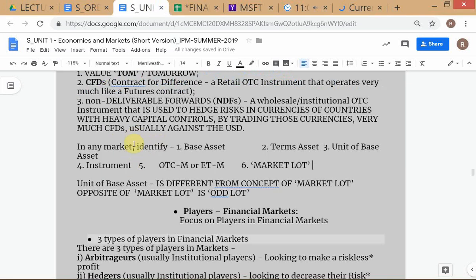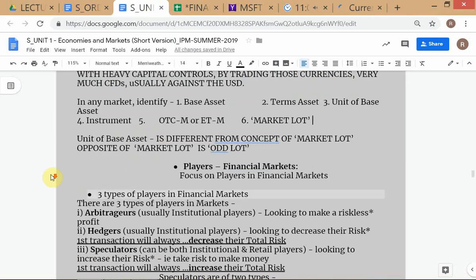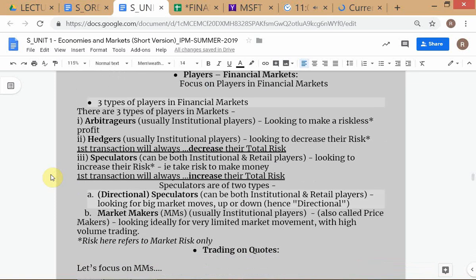So in between you had this detour. Now we are going back to this. So here we should add market lot. Now we go back to the original topic we were studying the other day. We started on players in financial markets. We have these three high-level categories, and we have distinguished them with respect to what they do to their risk. At this point we are not going to break up their total risk.